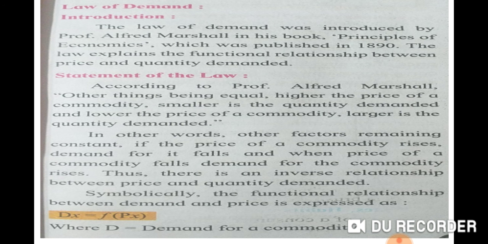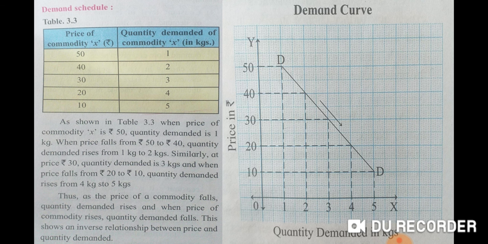Symbolically, the functional relationship between demand and price is expressed as Dx = f(Px). X means here commodity, where D is the demand for a commodity, f is function, and Px means price of a commodity. So next is the demand schedule and demand curve.